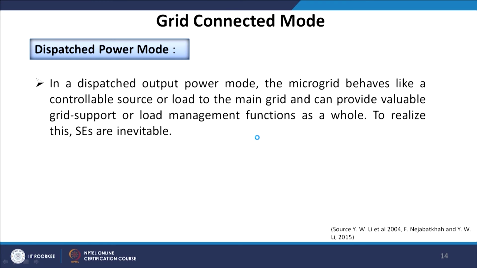And to realize this, storage elements are inevitable. Means if you like to vary your generations as well as load of your AC/DC microgrid to meet certain requirements of your main grid, then the storage has to be there, because the discharging and charging of storage can perhaps meet a better requirement of your main grid.